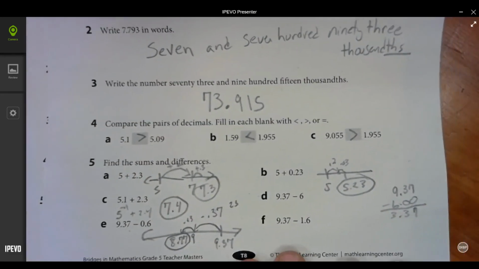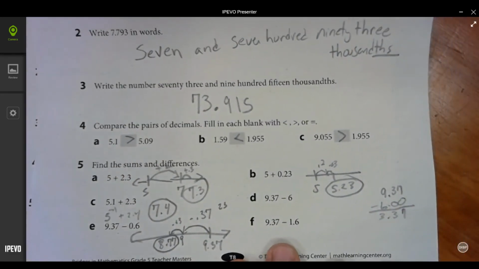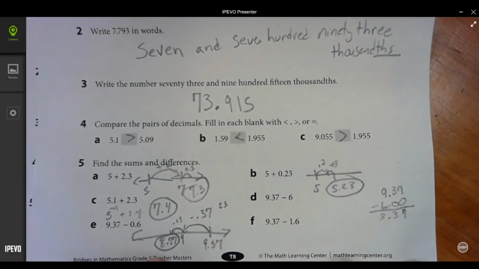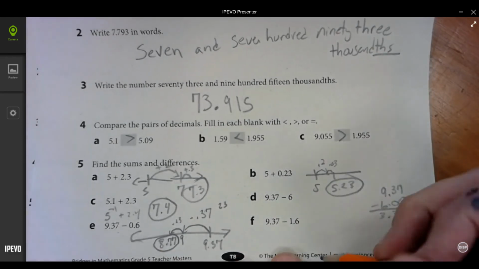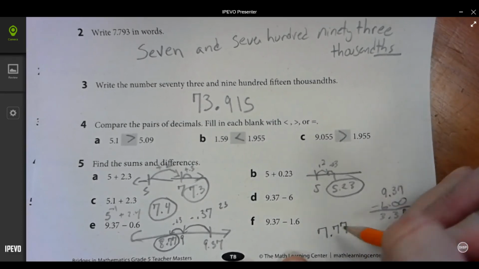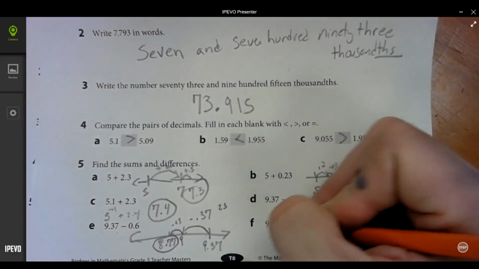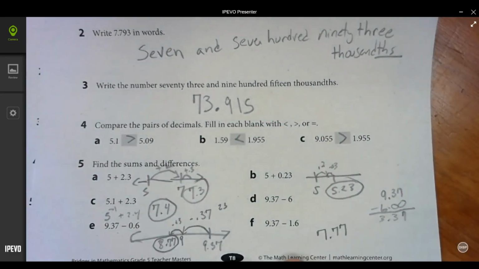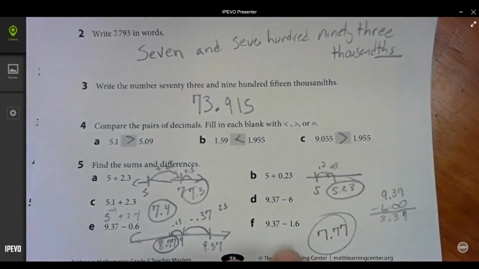And finally, 9 and 37 hundredths minus 1 and 6/10. It's going to be some of the same work I did here. I already know that 9 and 37 hundredths minus 0.6 gets me to 8.77, so I'm just going to take away another one whole. So I don't really need to show that much here, because I can reference this problem here. Okay, so that's going to be 7 and 77 hundredths.